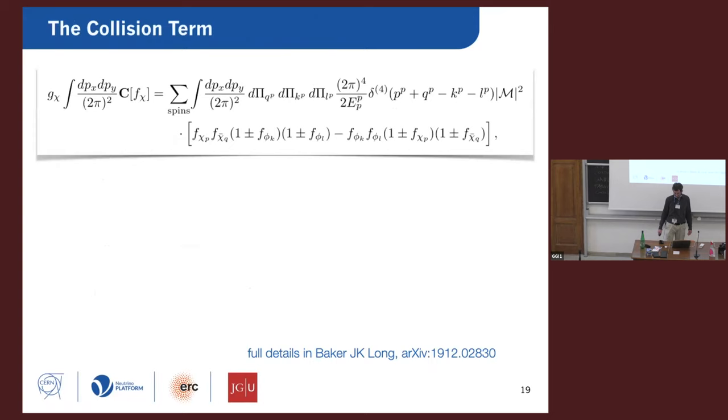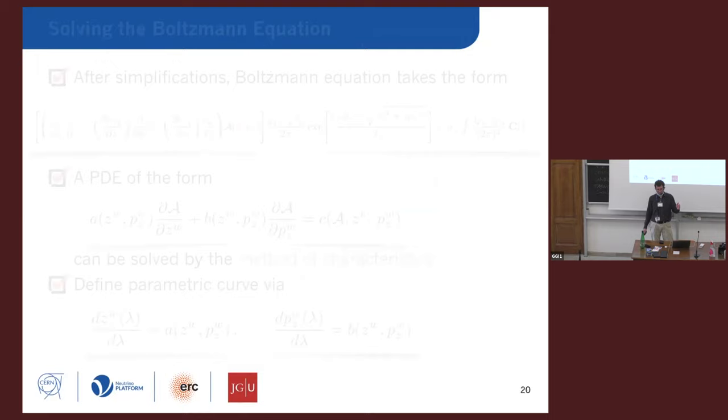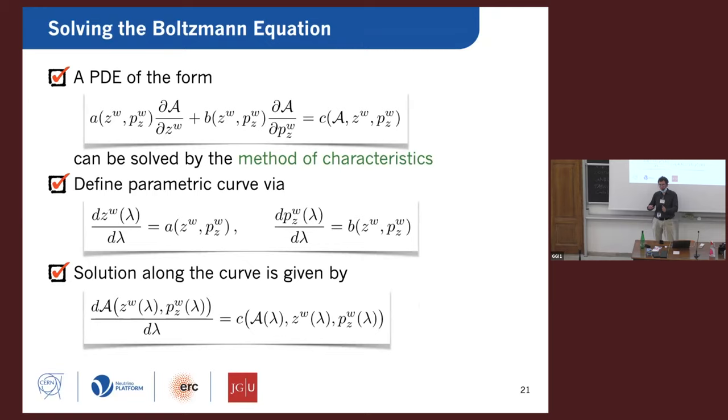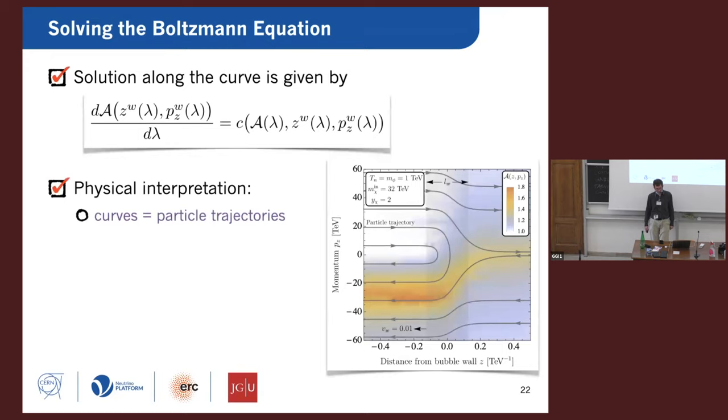And the main assumption we make in solving it is that we can restrict ourselves to those two phase space dimensions, the spatial coordinate and one momentum direction. So we assume a translational invariance along the bubble wall, which is typically a good approximation, except in the very early stages of bubble expansion.